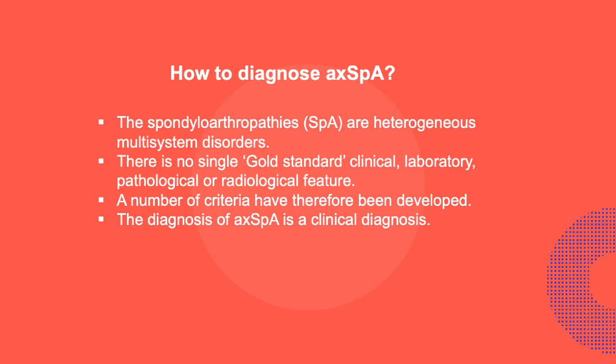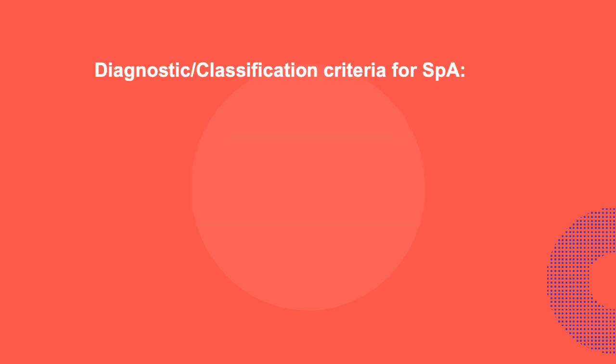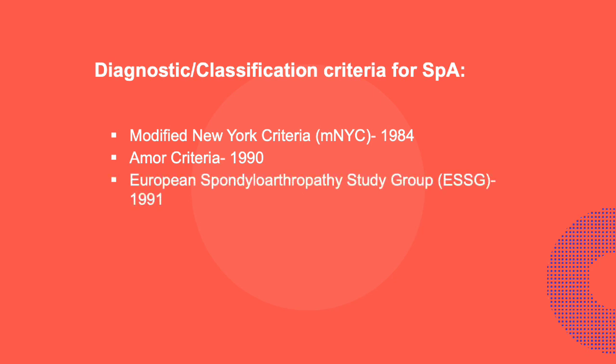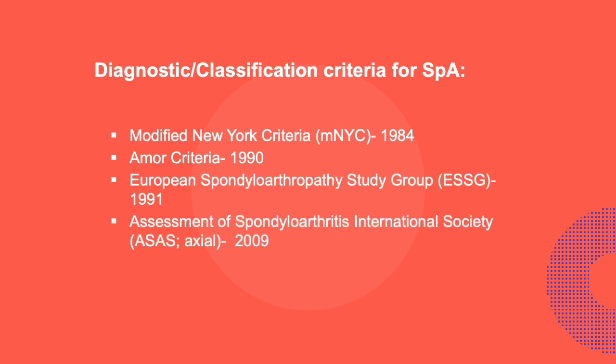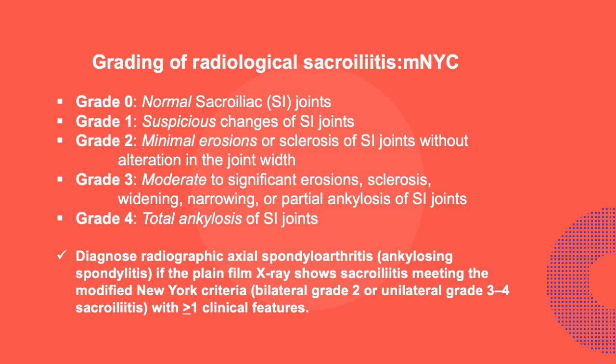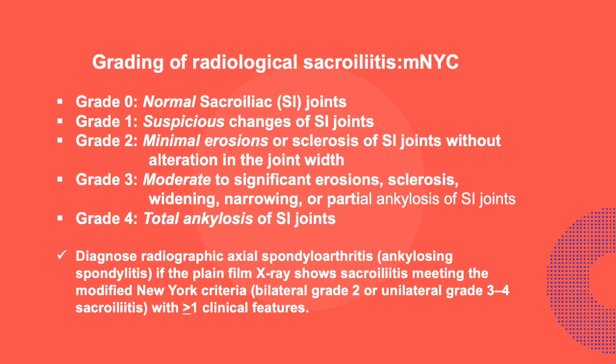A number of clinical criteria have been developed over time, but these are classification criteria and are usually used for research purposes. These different criteria include the modified New York criteria, the AMOR criteria, the ESSG criteria, and the ASAS criteria. So let's start with the modified New York criteria briefly. Its main component is radiographic changes of sacroiliitis, graded from grade 0 to grade 4 with total ankylosis of the sacroiliac joint.